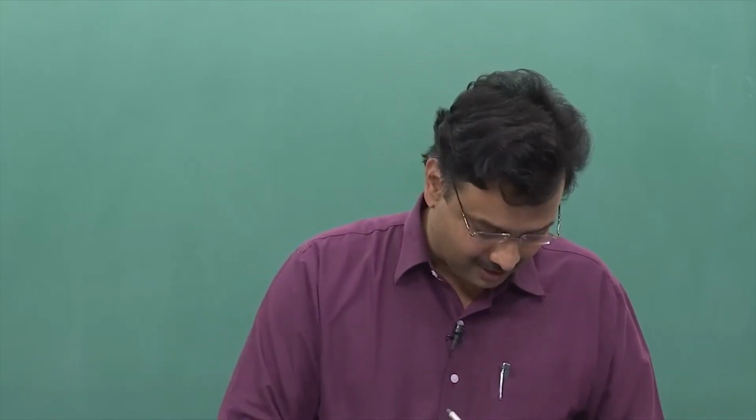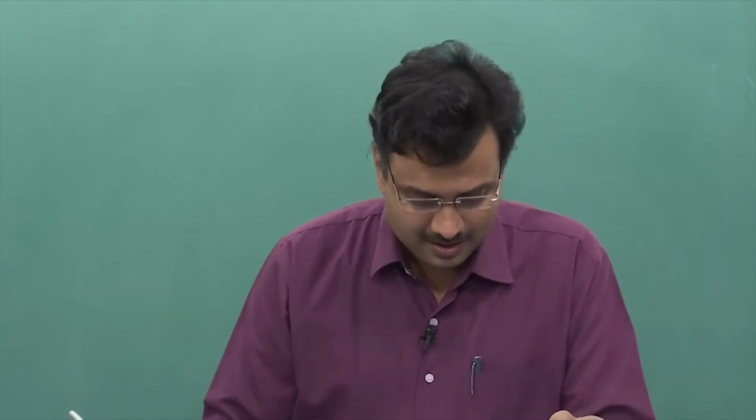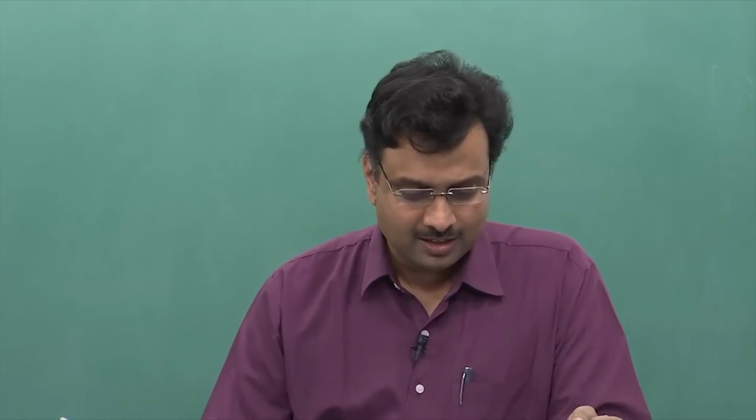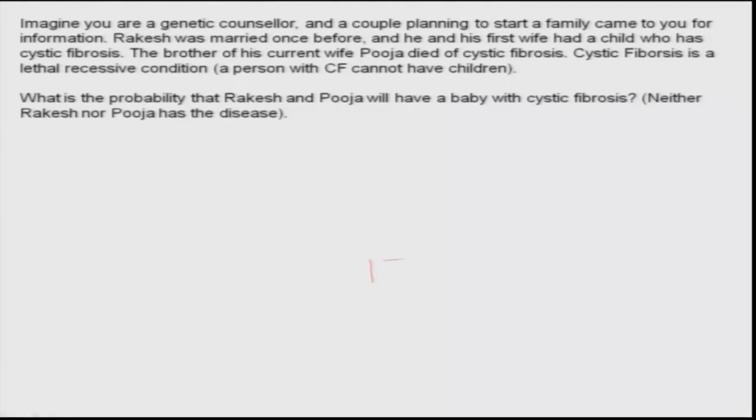Let us do the practice. So, let us draw the pedigree. We are going to talk about the individual Rakesh. So, here is Rakesh. He is asymptomatic, he is normal, and his first wife, she was normal, and their son had cystic fibrosis.